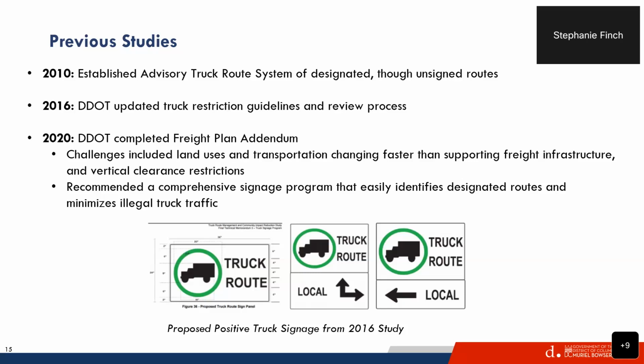And in 2020, DDOT completed its freight plan addendum. The freight plan is a required document for federal funding. DDOT's also currently completing an updated freight plan. Folks are interested in that. And some of the findings from the 2020 addendum were that there are definitely challenges in the district where land uses and transportation are changing faster than that underlying infrastructure. And there are also vertical clearance restrictions throughout the district. And one of the recommendations from the addendum was a comprehensive signage program that can help drivers easily identify the designated routes and minimize illegal truck traffic that has an impact on local neighborhoods.